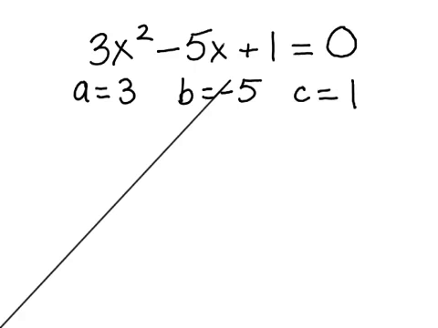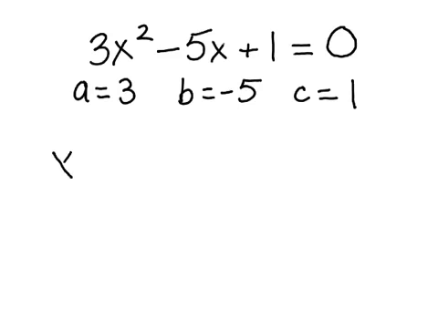Now again, before we assign these, not only do we need to make sure that everything is on one side, but we want to make sure that they're in descending order, meaning that we have the x squared term, then the x term, then the constant term. That way the numbers match the a, b, and c that we need for the formula to work. Now it's just a matter of plugging them in and simplifying.